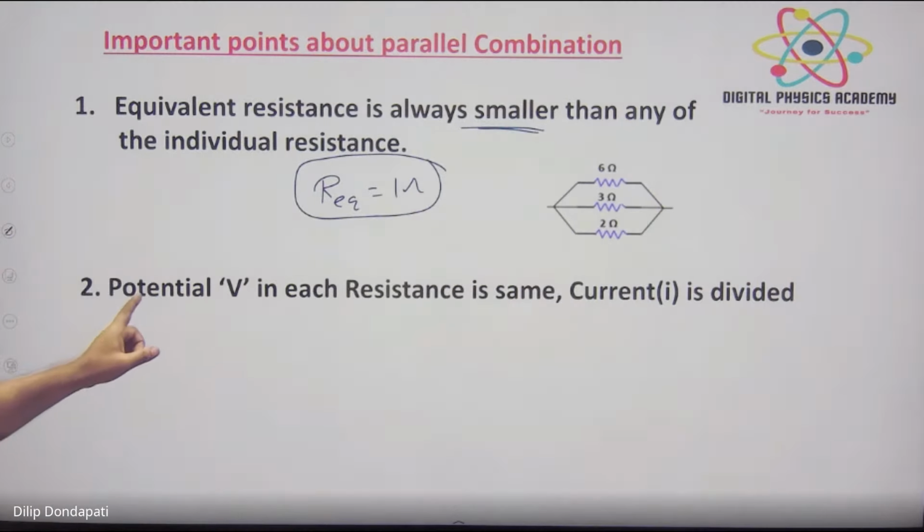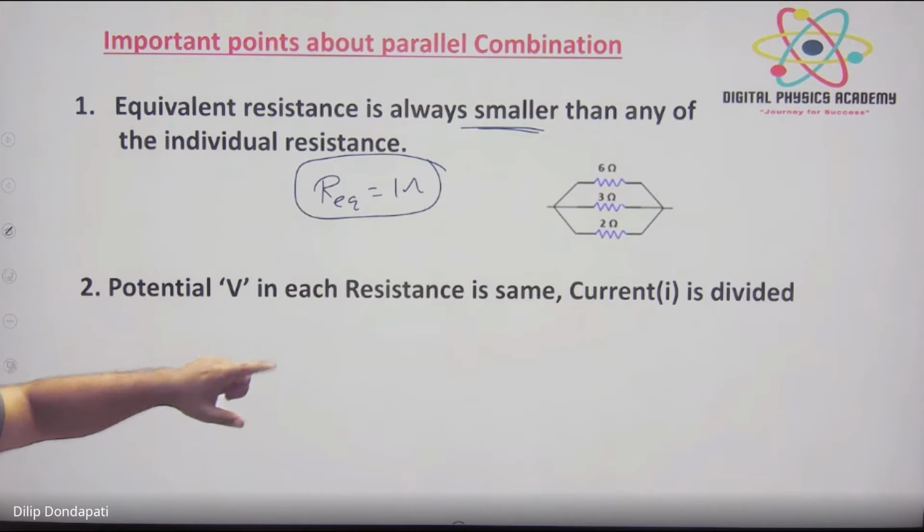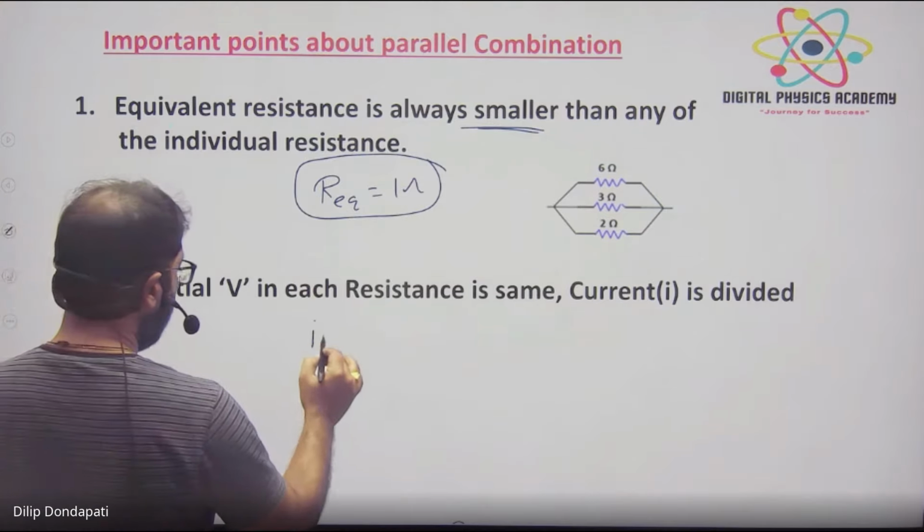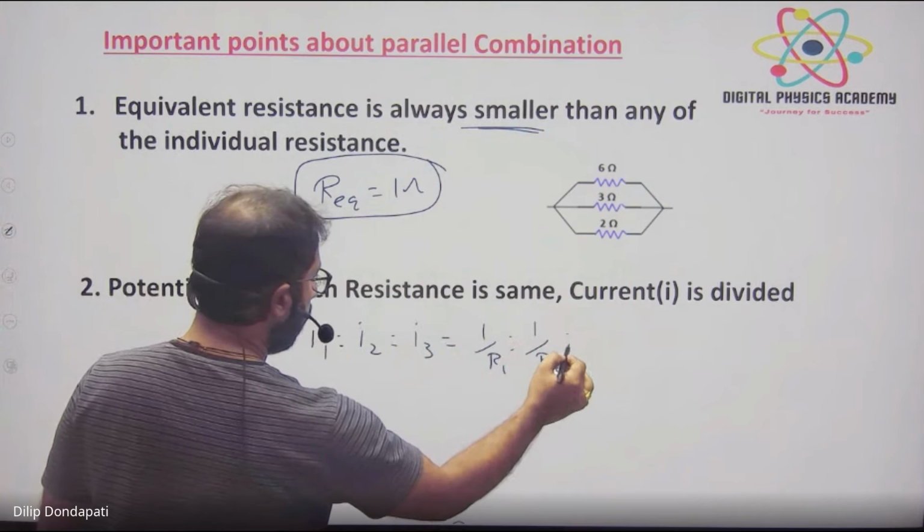And potential in each case is the same. The current is divided. Can you tell me the ratio I1 is to I2 is to I3? It is 1 by R1 is to 1 by R2 is to 1 by R3.